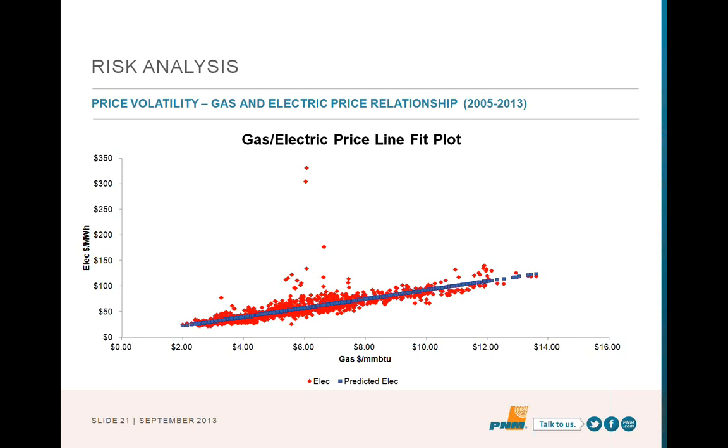And is that on a daily basis, an hourly basis, monthly, or? It's a daily price relationship. So it's the Palo Verde hub, which is over west of Phoenix, and that's where the Palo Verde nuclear plant is, and it's a very common trading point for wholesale electric transactions.